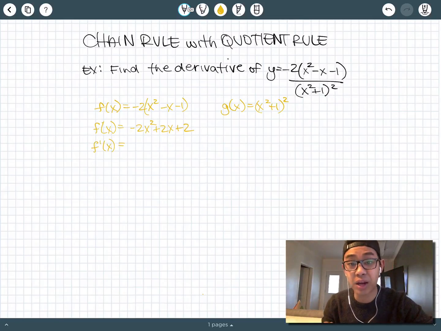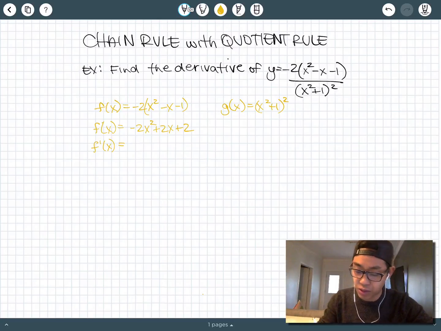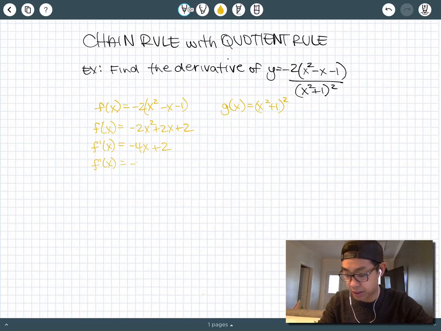So now that's when I write f prime. I wait until I take the derivative to write the symbol prime. We get negative 4x and then plus 2, which is probably good to simplify here. So let's make this negative 2 times (2x minus 1).